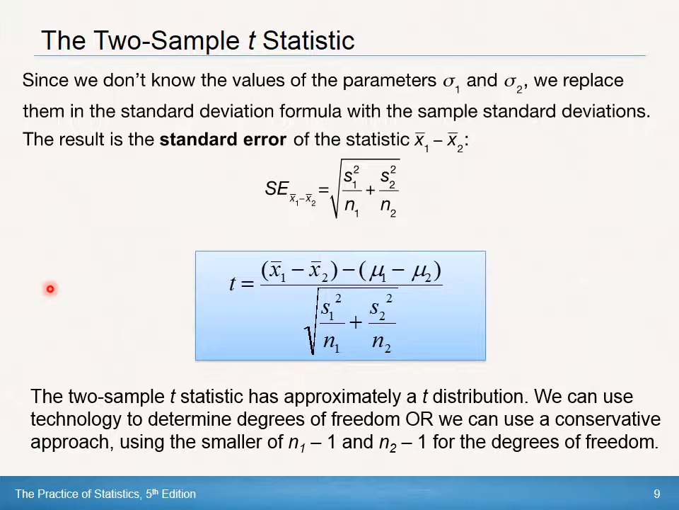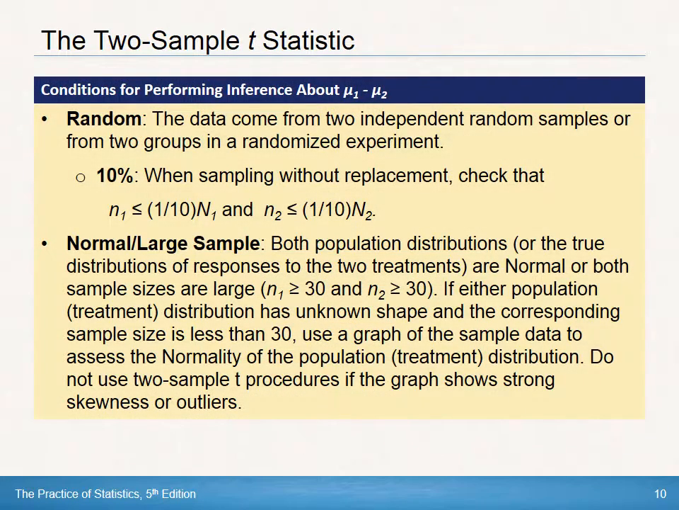We can use technology to determine degrees of freedom, or we can use a conservative approach using the smaller of n-1 and n-1 for the two populations to find the degrees of freedom. So here again is a summary of the conditions that need to be met. Has to be random, has to follow the 10% rule, and it has to be a normal or a large sample. So it either needs to be greater than or equal to 30 for both sample sizes, or when you graph the samples, it has to have a pretty decent normal shape. There can't be any strong skewness or outliers.